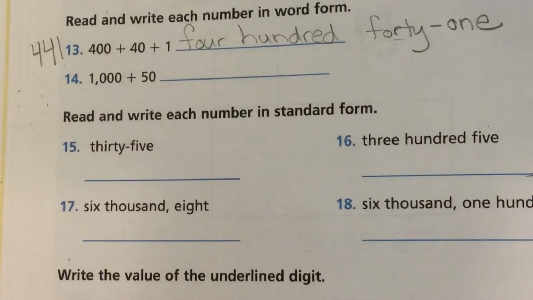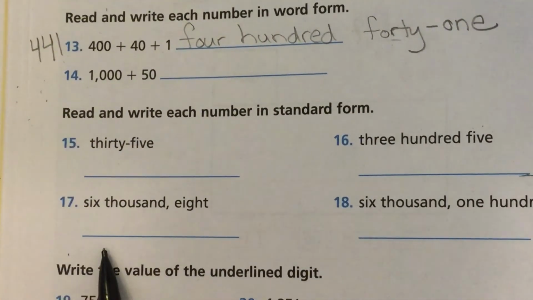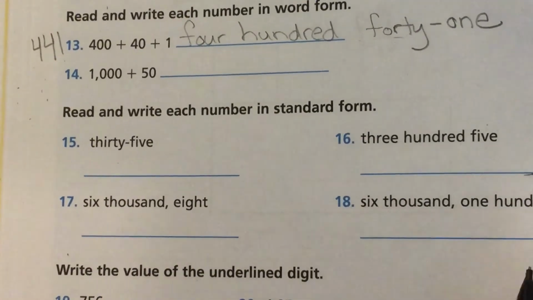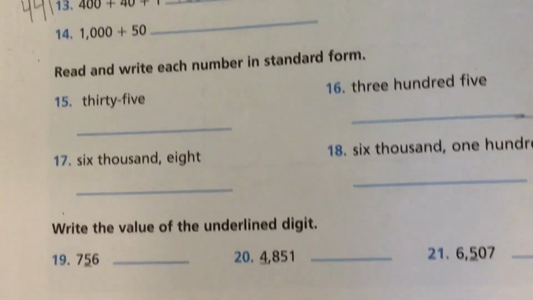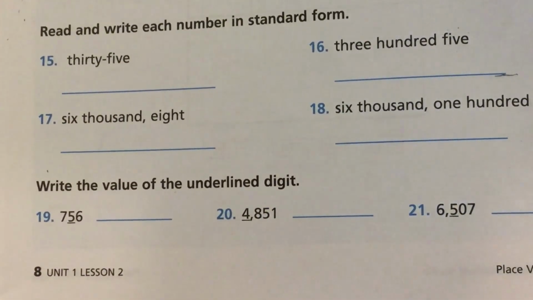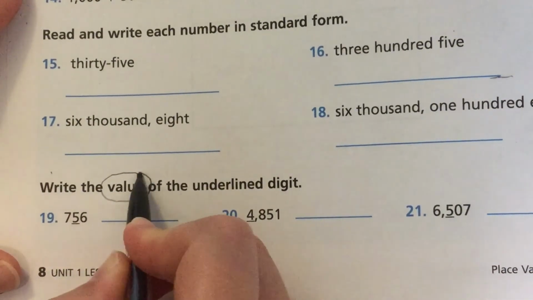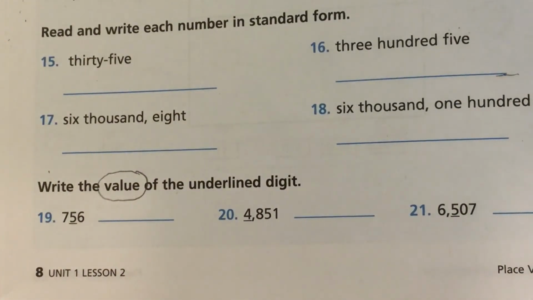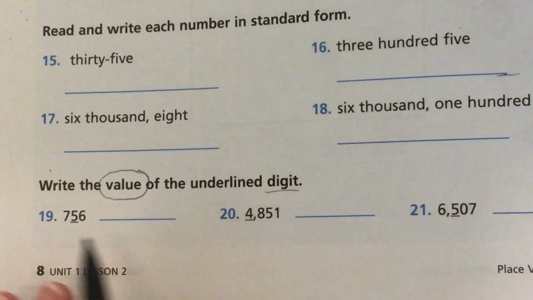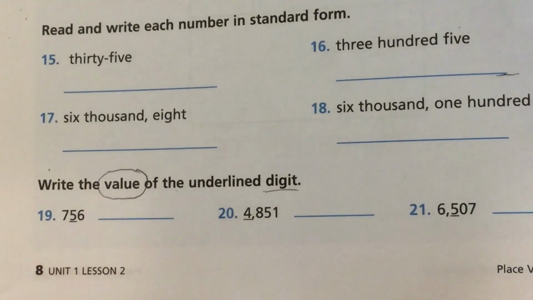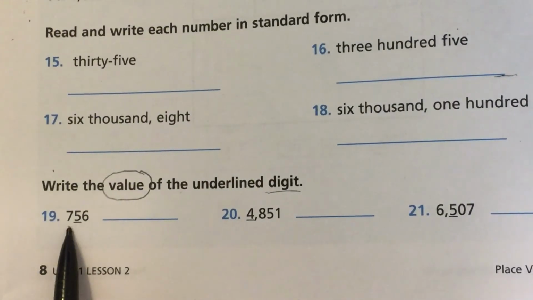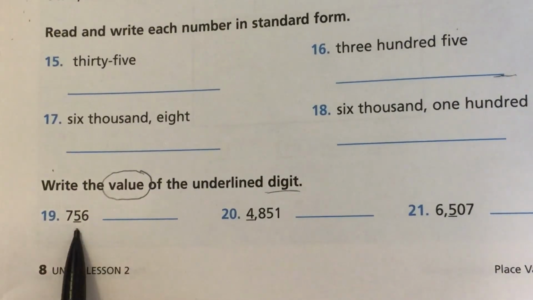Okay, and then you've got some reading and writing in standard form. So again, just practicing reading it and then writing it. Standard form is just your normal way to write a number. And the very last section here is writing the value of the underlying digit. Value means that you are saying how much that digit is worth. The word digit means one of the numbers inside this number. Okay, so here the whole number is 756, but the 5 is underlined. How much is that 5 worth?